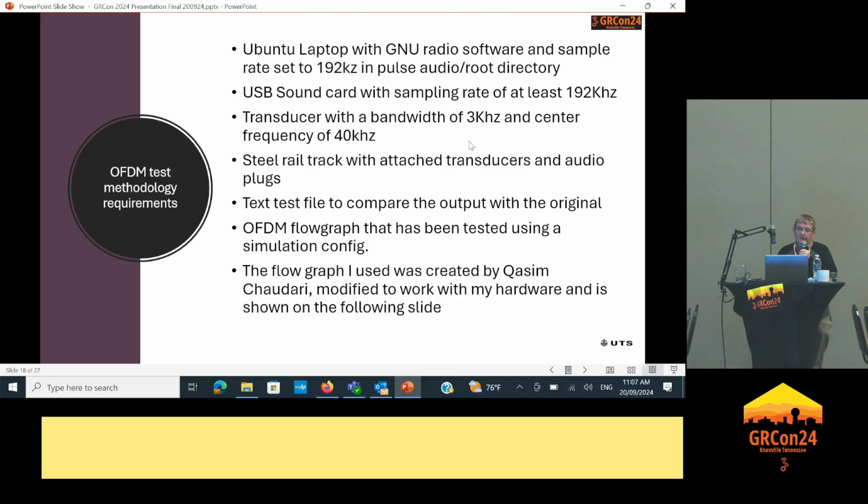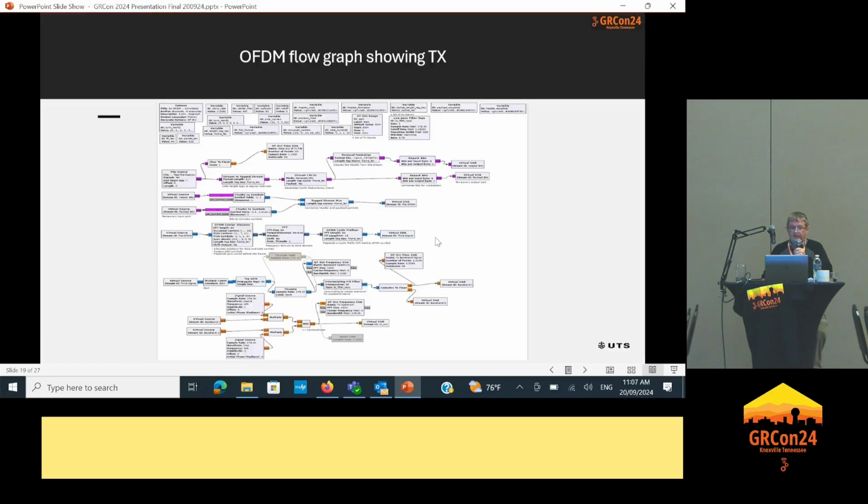The transducer had a bandwidth of 3 kilohertz at a center frequency of 40 kilohertz, and there was the steel track with attached transducers and audio plugs. There was a text test file to compare the output with the original, and I had an OFDM flow graph that was being used with a simulation config. The flow graph I used, I found one that Quasem Chowdhury had modified before. I think he got it from somewhere else. And then I modified it again to work with my hardware. And this is the graph.